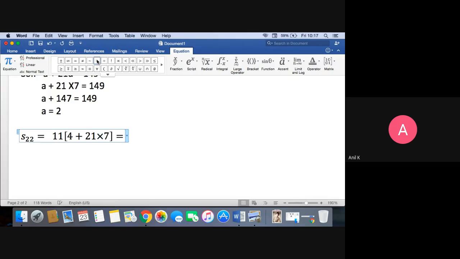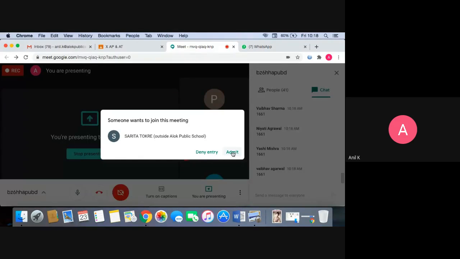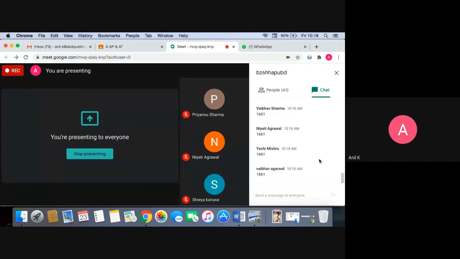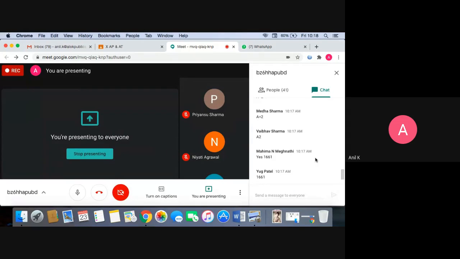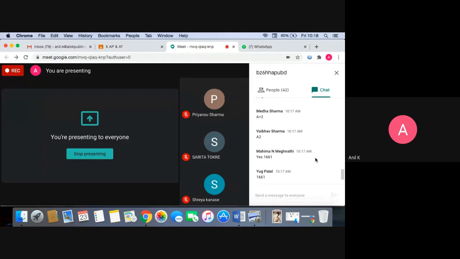So finally, it equals 11 into, 7 into 21 is 147, plus 4, 151. So 11 into 151, that is 1661, I think. This is S22. So here I did it directly, but the answer was given already. That's easy.